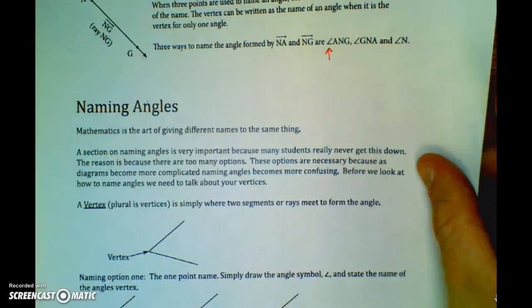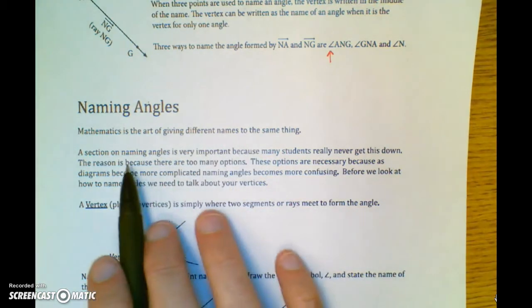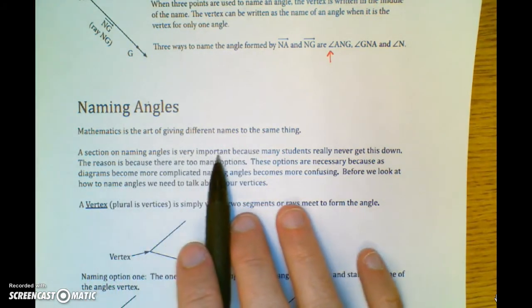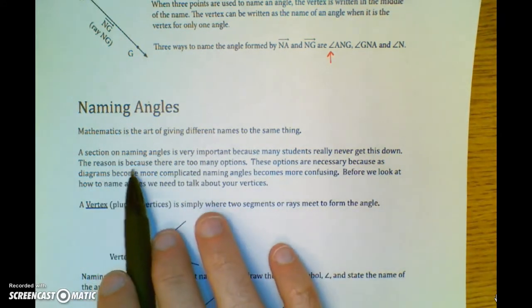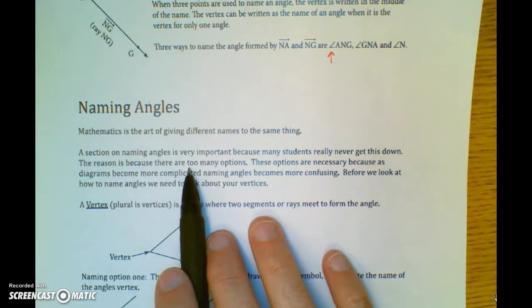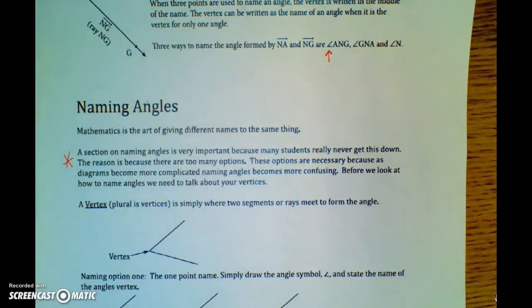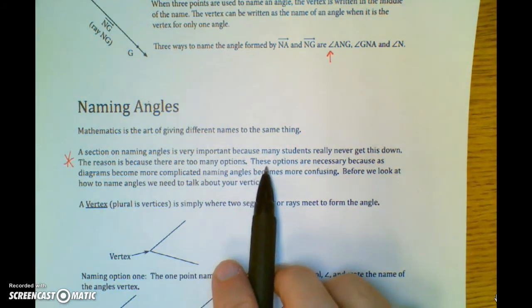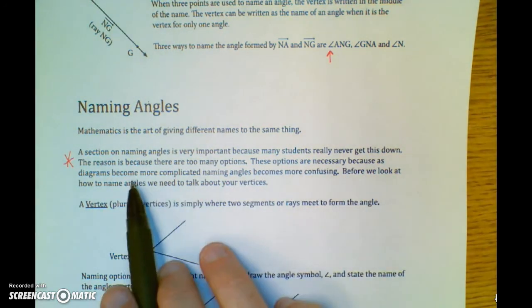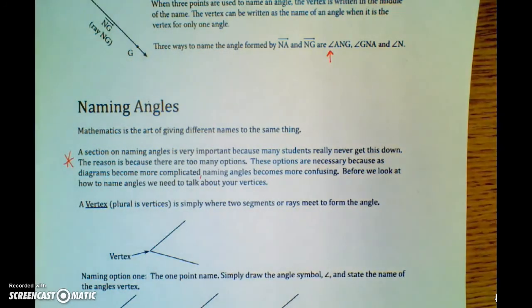So mathematics is the art of giving different names to the same thing. So a section on naming angles is very important because many students really never get this down. The reason is because there are too many options. So maybe put a little star here. The reason some people get confused is that there are so many options. These options are necessary because as diagrams become more complicated, naming angles becomes more confusing.